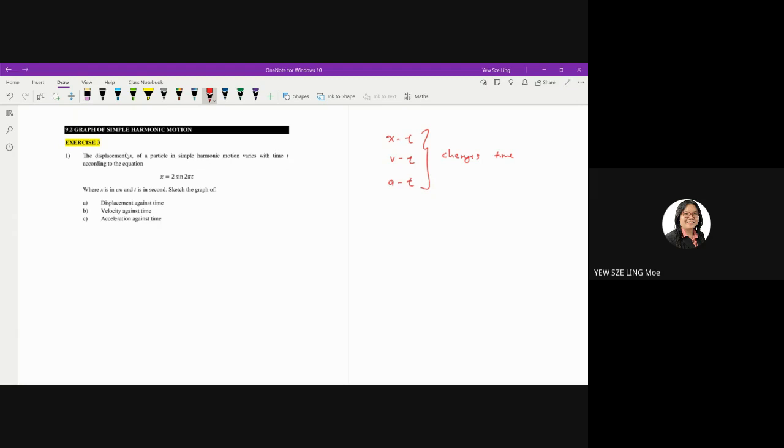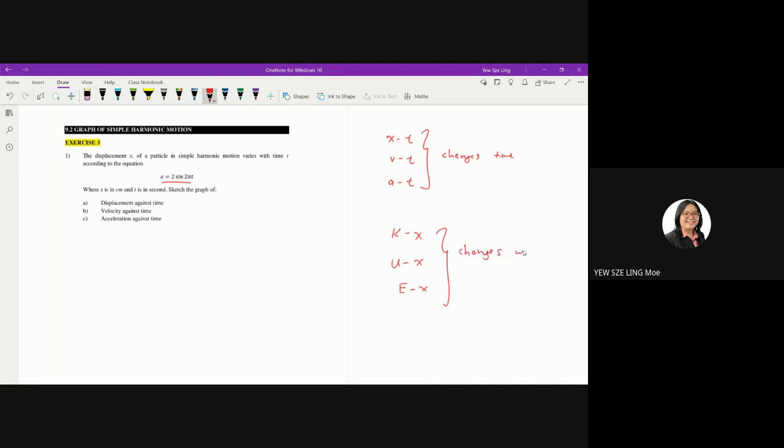All right, so for example, in question 1, you have x equals 2 sine 2 pi t. This is the equation that we're going to use in our graph sketching. Then there are another three graphs that we have to know, which are the graphs for energy, which change with displacement. In our syllabus, we are just going to focus on energy changes with displacement. For example, we have a K against x graph, a U against x graph, and an E against x graph. These are the three graphs that we're going to look at after this.